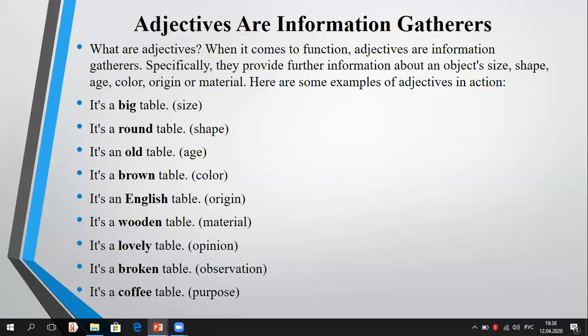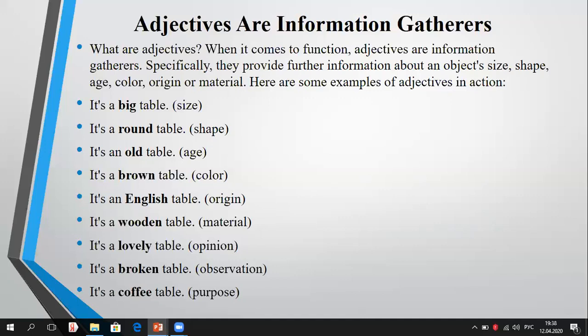The next sentence, it's a round table. Of course, the information is about the shape of the table. It's an old table. It means that it's not a new one, but an old table. It shows the age. It's a brown table. Color. It's an English table. It's not a Kyrgyz, it's not a Russian table. It's an English table. It means the origin of the table. It's a wooden table. What material is this table made from? Of course, this information is about the material of the table.